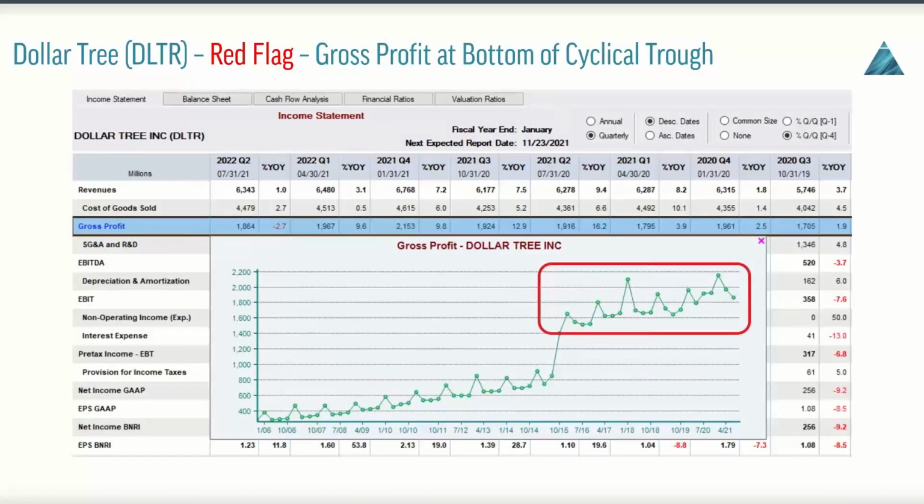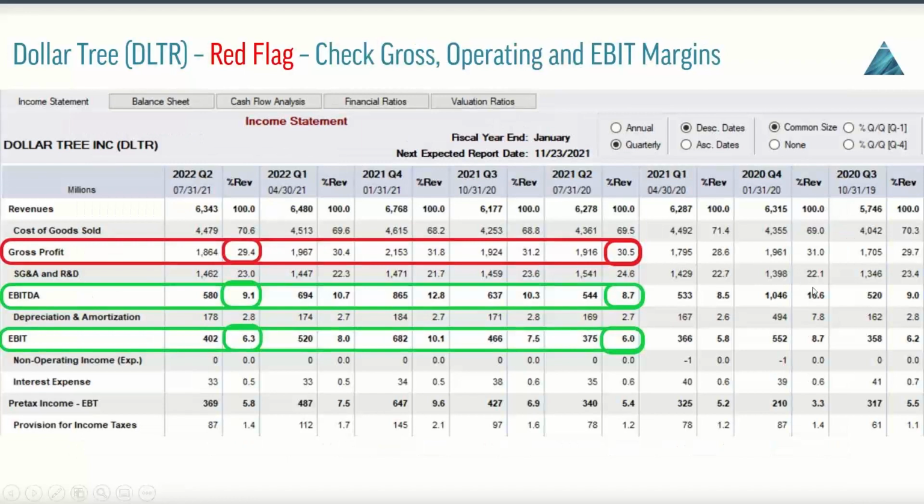The next place I go to is the income statement. And I did notice that I had a year-over-year percent change in gross profit that was negative when my year-over-year percent change for all of the prior quarters had been substantially positive. So this caught my attention. So I clicked on the gross profit, and I can see that I'm at a cyclical low, basically at the bottom of a trough for gross profit. So this is another red flag we need to look into.